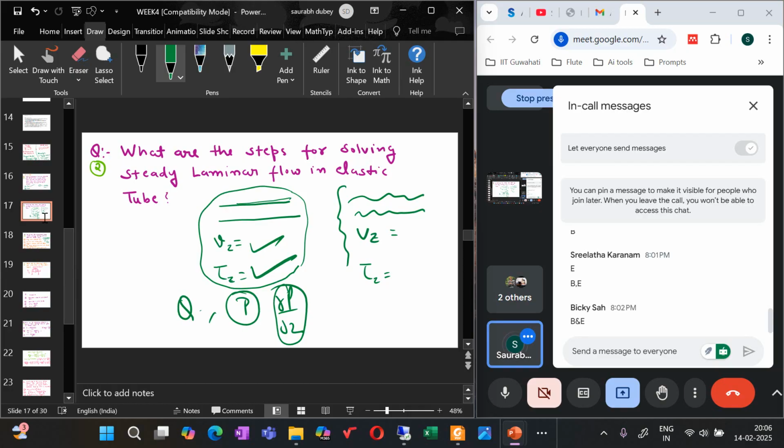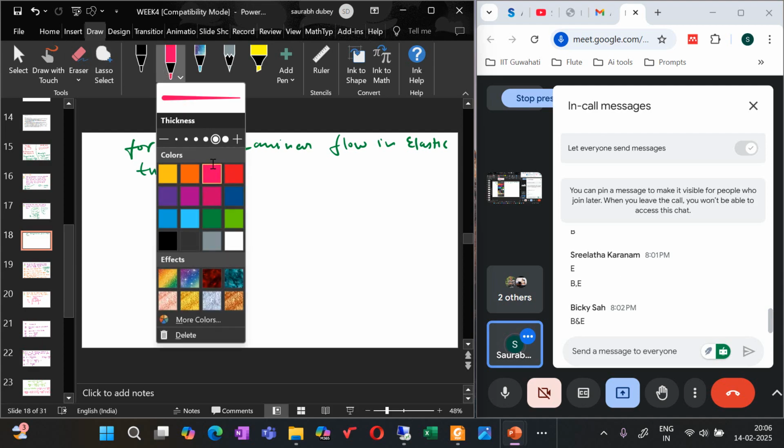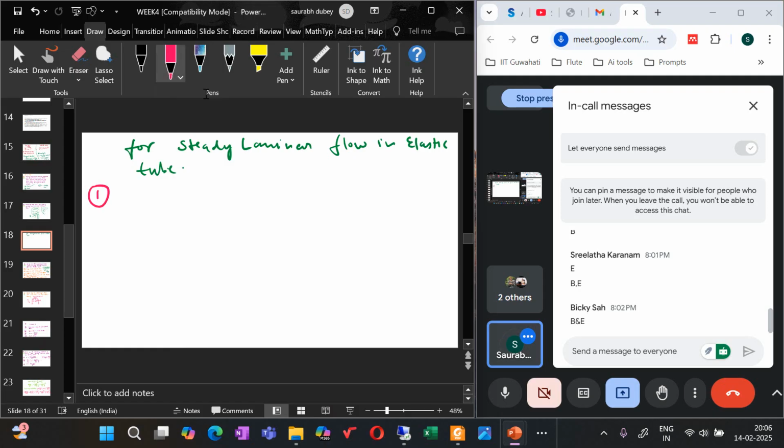But if the same scenario, if you are actually going to solve this for elastic tubes, for steady laminar flow in elastic tube, right? So in this one, if you remember, I will be just putting it in small form. So first, you have to consider that the tube is rigid and it has a specified wall shape. So you have to consider a rigid tube, right?